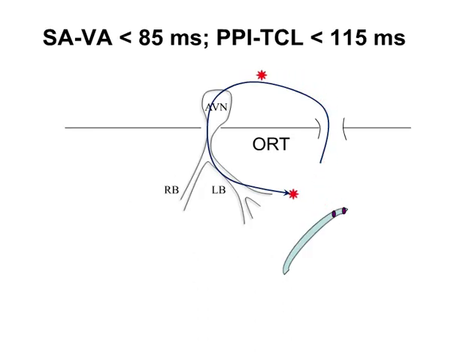When you have a pathway and you're pacing in the same ventricle as the pathway, then you're going to get a short post-pacing interval. If you're pacing in the opposite one, you may not. So if you're pacing the right ventricle and you're looking at a left free wall, you may not get a short post-pacing interval.